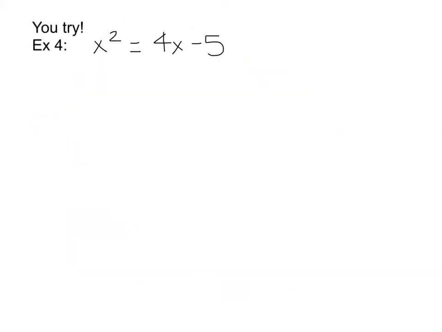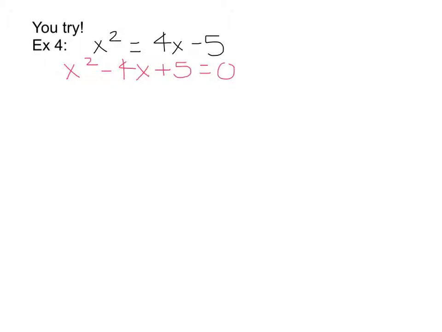Press pause, and I want you to solve x squared equals 4x minus 5. First thing you need to do is make it equal to 0, and if I can, I would keep my x squared positive and move the 4x and the 5. To move positive 4x, you subtract it. To move negative 5, you add it.